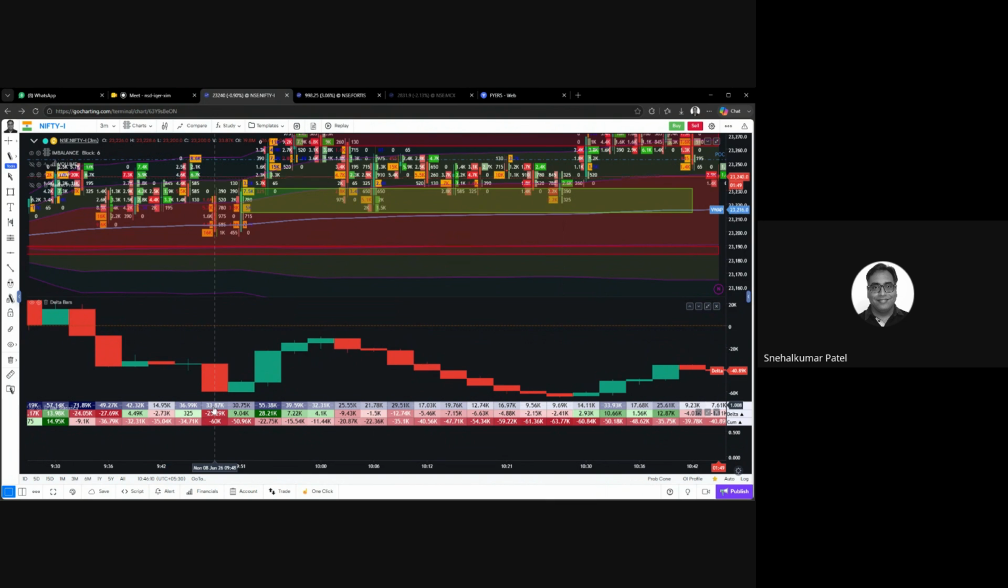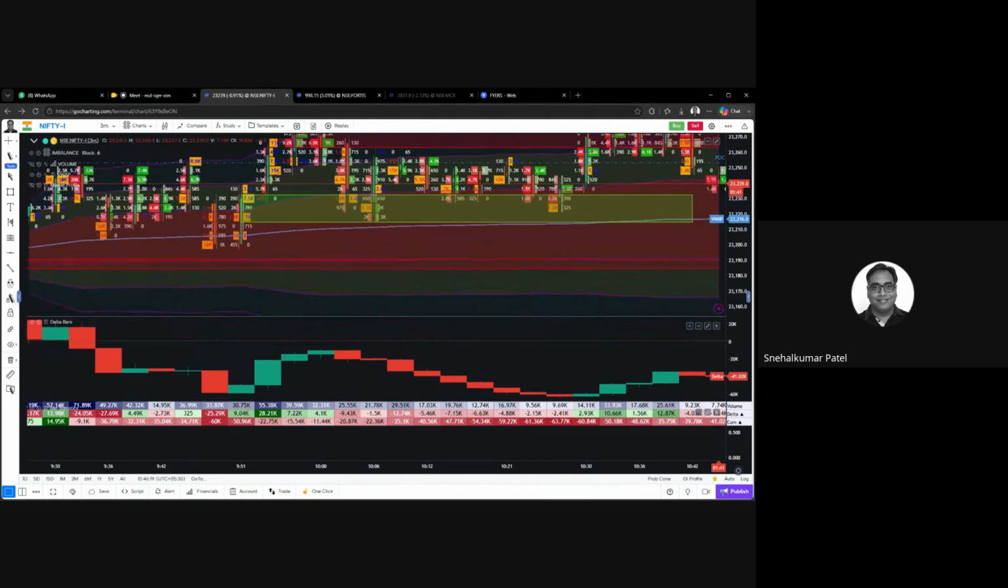You see the difference between volume and delta. The least volume is there. You can see that they are trying to dominate.